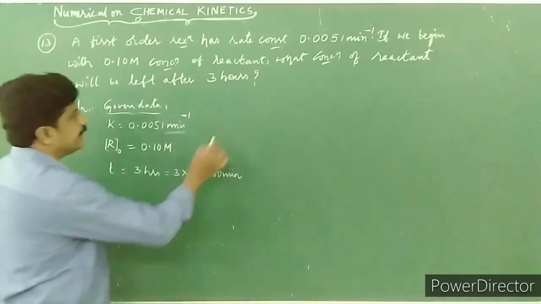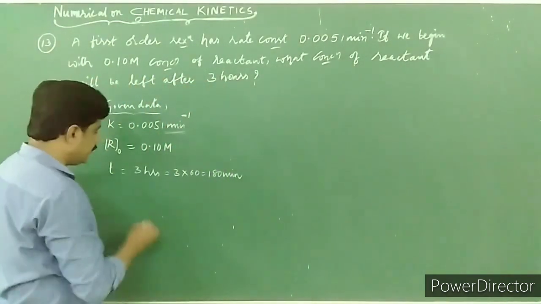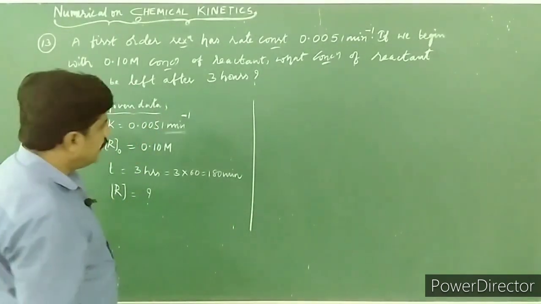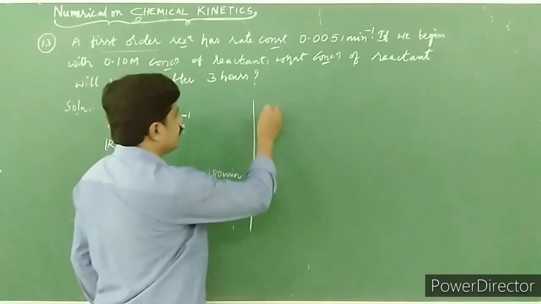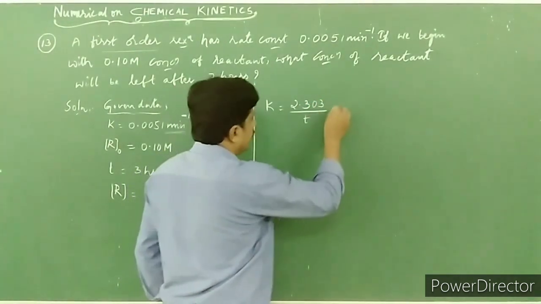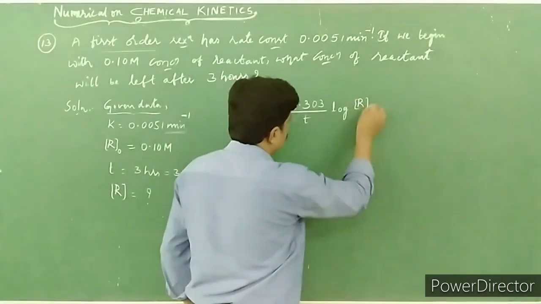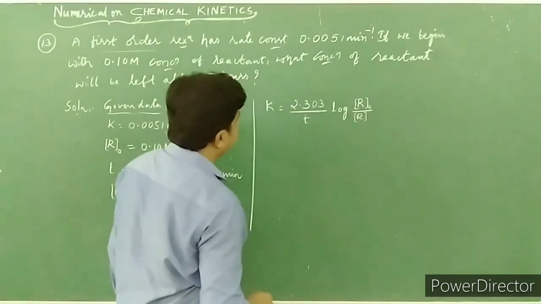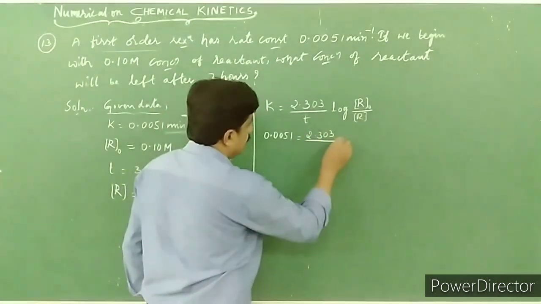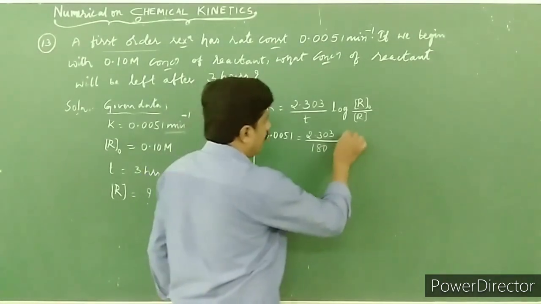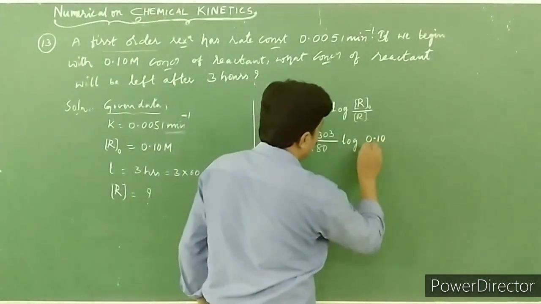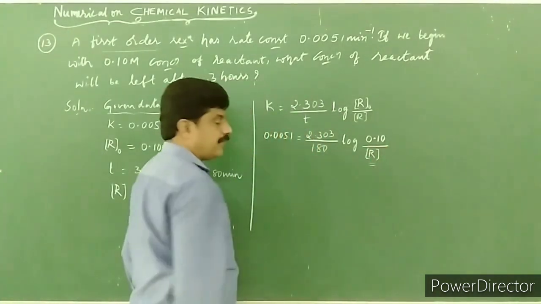Hope you're following that. And what are they asking here? What concentration of reactant will be left after 3 hours? That means you are supposed to find R. Right? Now what is the hint here? It's a first order reaction. How to write? Look at it, children. K is equal to 2.303 upon t into log of R naught upon R. Is it not? K value is given. How much is it? 0.0051, 2.303. t is given. How much is it? 3 hours or 180 minutes. And R naught is how much here? 0.10, upon R. What you are supposed to find out? You are supposed to find out R.